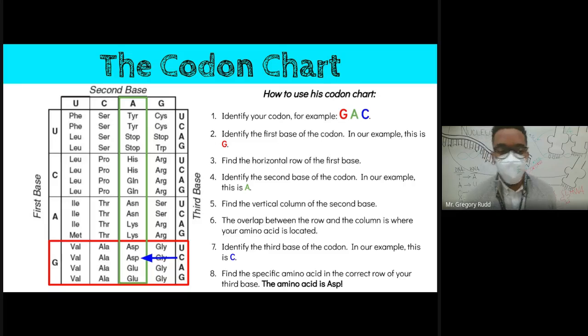You don't need to memorize this chart. You don't need to memorize all 20 amino acids. You just need to know how to use the chart. We'll get more practice with it.